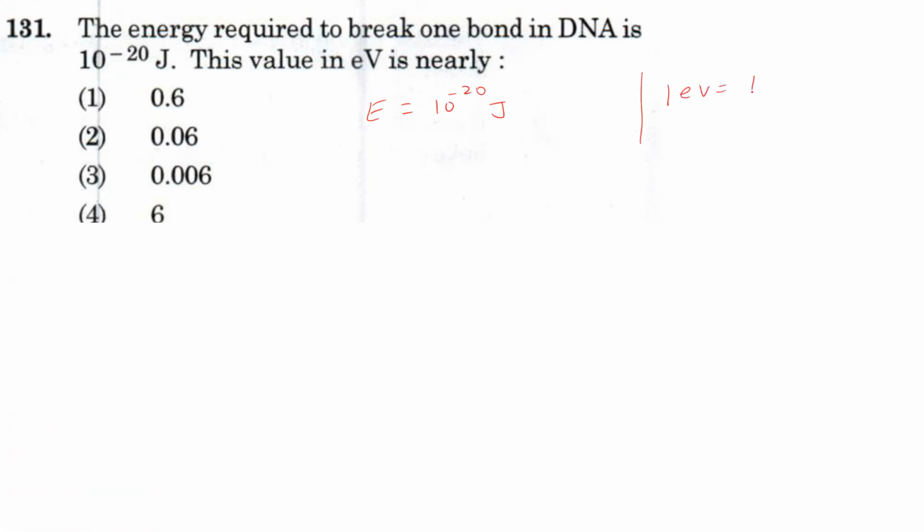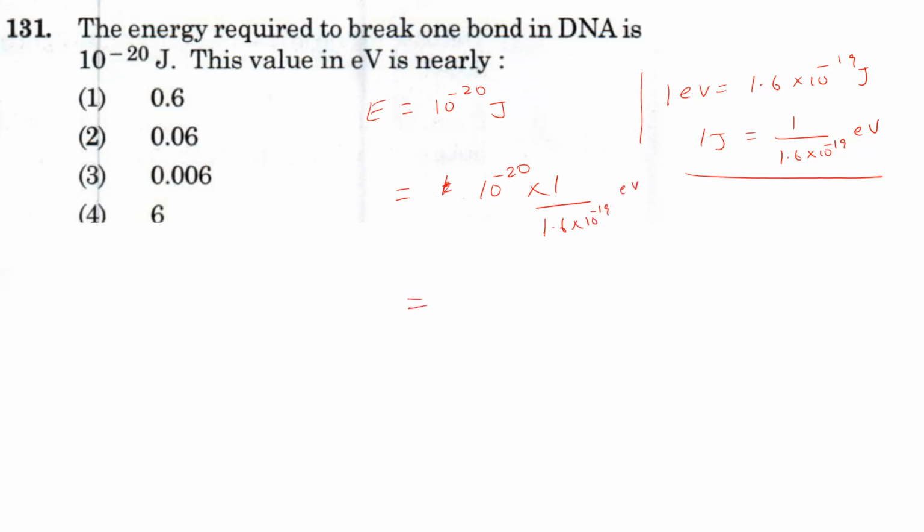1 electron volt is equal to 1.6 into 10 power minus 19 joule. So 1 joule is equal to 1 by 1.6 into 10 power minus 19 electron volt. To convert joule into electron volt, we have to multiply this value by 1 by 1.6 into 10 power minus 19. Here the given 10 power minus 20 joule is 1 by 1.6 into 10 power minus 19 electron volt.